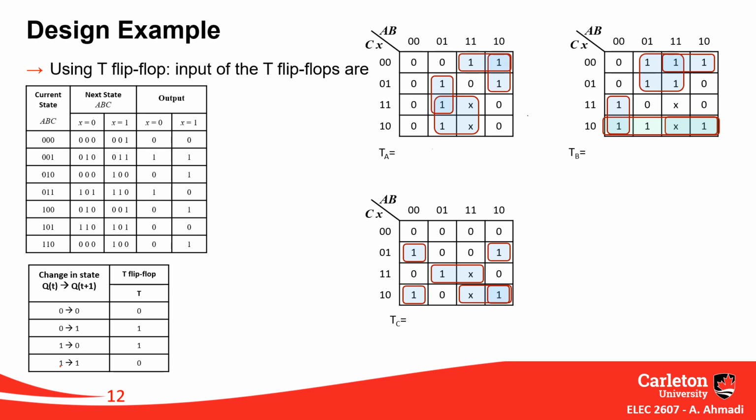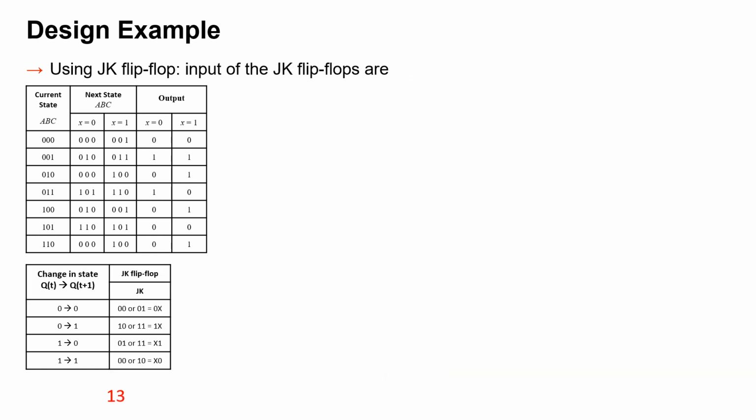Now we can do it with other flip-flops as well. For JK flip-flop, we have the same story, means we are using same table for transition between states. Also, I have to keep an eye on JK flip-flop transition table. What selection of J and K makes a transition from 0 to 0, from 0 to 1, from 1 to 0, or 1 to 1, right? We need to keep an eye on that as well.